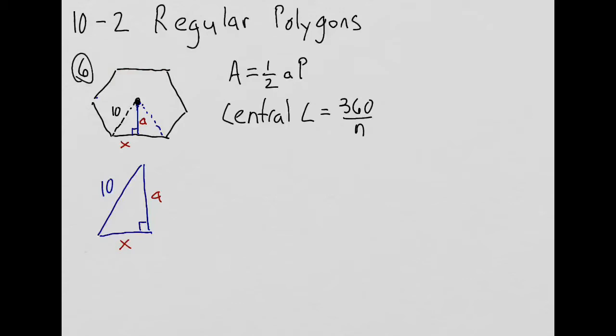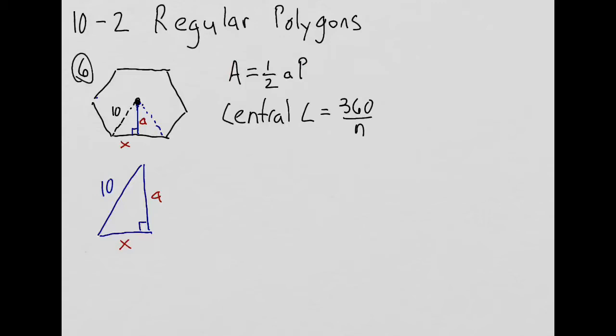And they give you this measurement right here. It goes from the center to one of the vertices of the polygon. So, what do we need to do to find area? Well, there's this formula you can use, and it's right here.